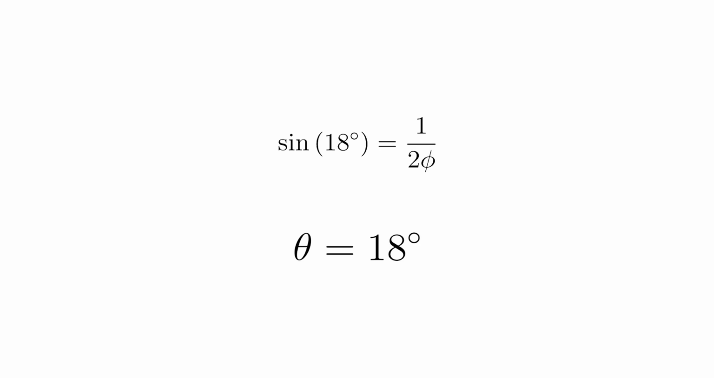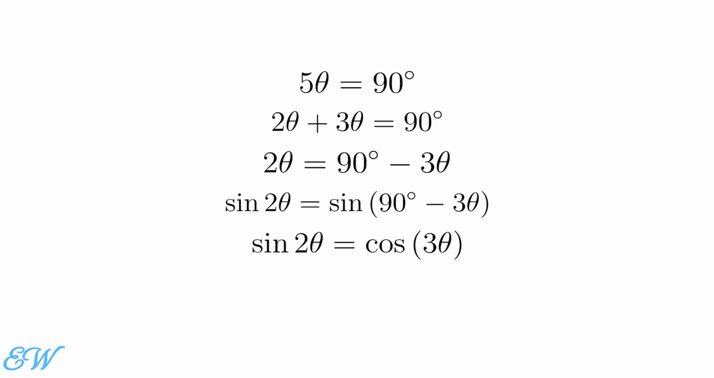So one identity that there is states that sine of 18 degrees is also equal to 1/2 times the reciprocal of phi, or the golden ratio, which means that theta is equal to 18 degrees, and we have our answer. Since this is not a very practical way to find the solution, I will be showing a way to prove that theta is equal to 18 degrees. So let's prove that theta is equal to 18.